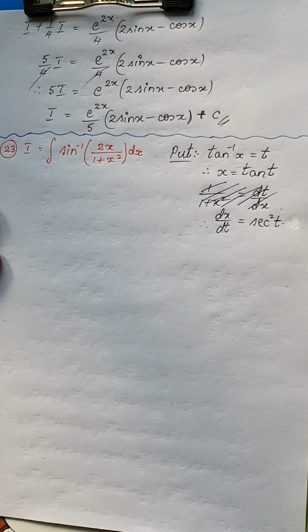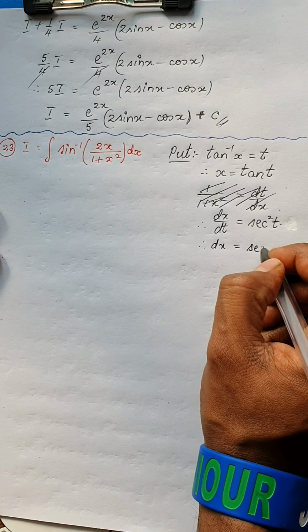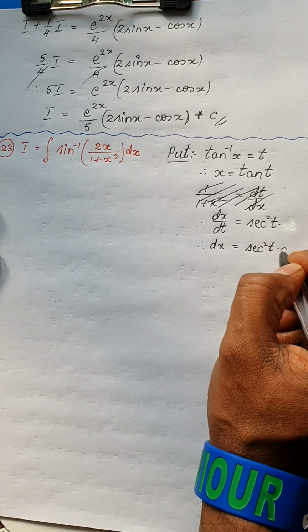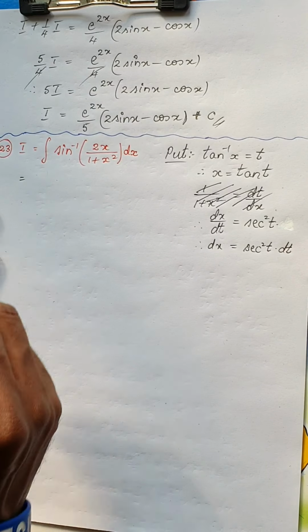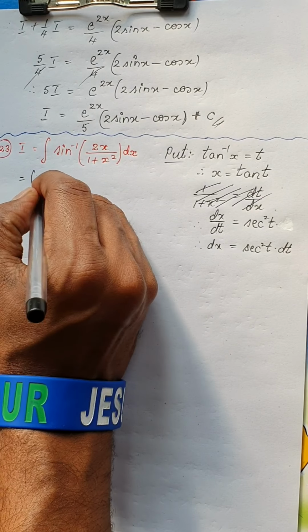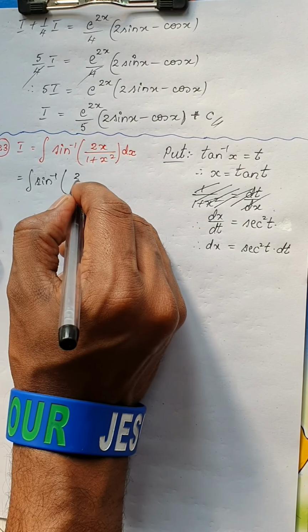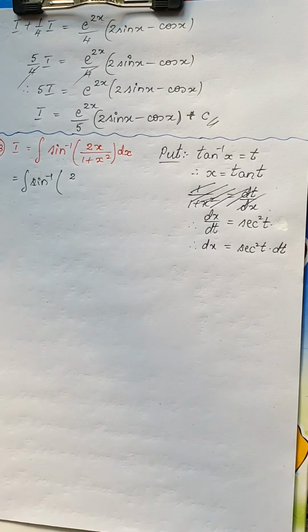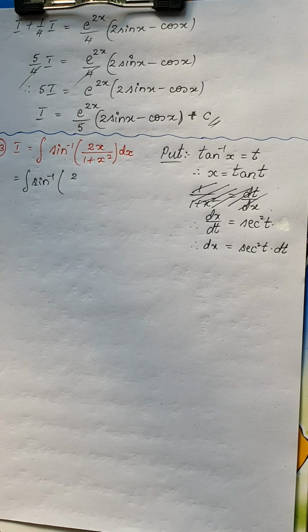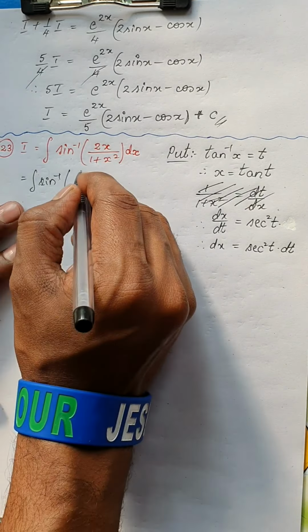Therefore dx would be secant square t dt. So shall we substitute? This becomes the integral of sine inverse of, remember 2 times what is t? We know t is nothing but tan inverse of x, or x is nothing but tan t.